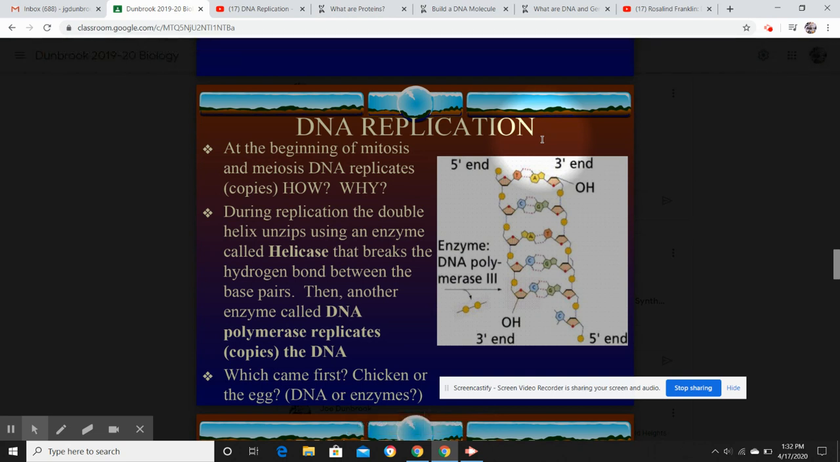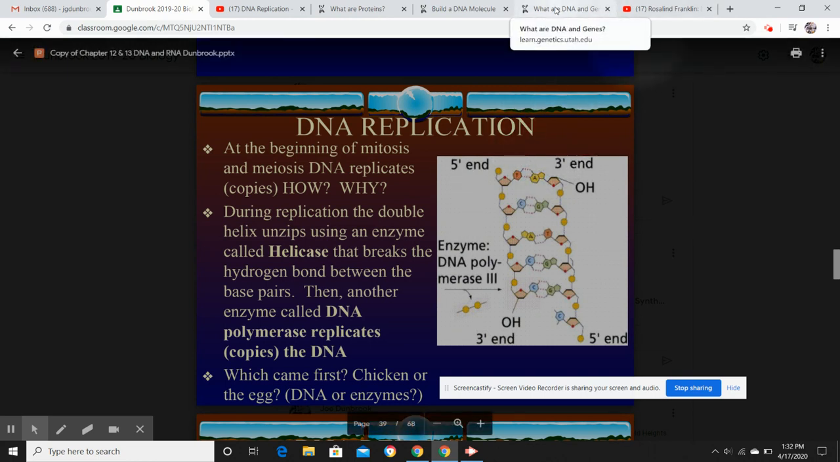This is 12.3 in your chapter, in your DNA chapter in your textbook. But I want to go back and give you, again, big picture stuff so you don't get too lost in the shuffle here.